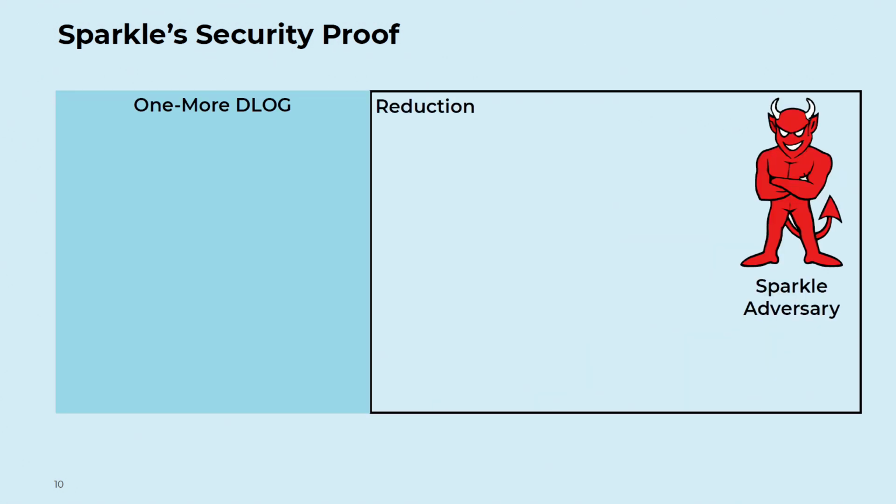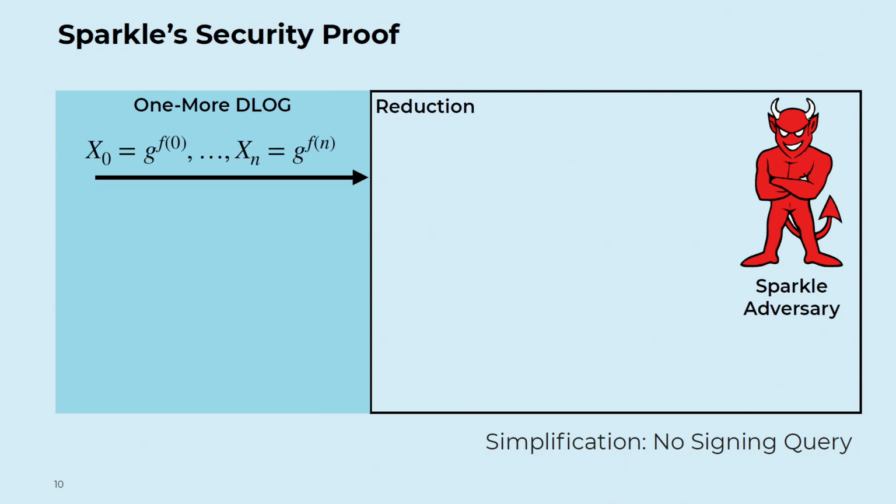So we have an adversary against Sparkle, and we want to design a reduction that uses this adversary to solve the one more D-log problem. And I will make one simplification here. I will assume that there is no signing query made by this adversary. So in particular, it gets as input a public key, it makes a bunch of corruptions, and then it outputs a forgery. Now, how does the reduction work?